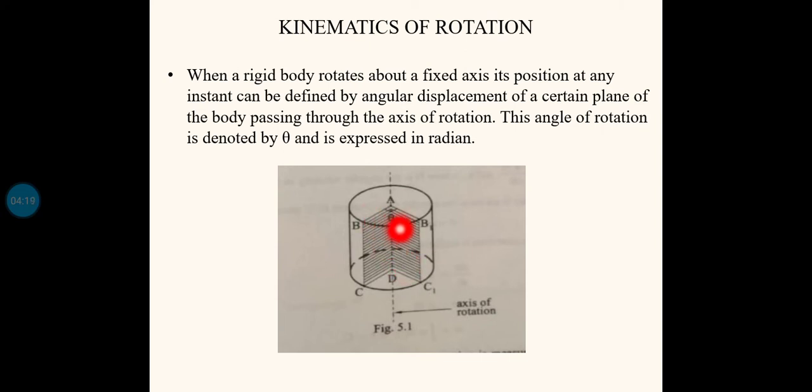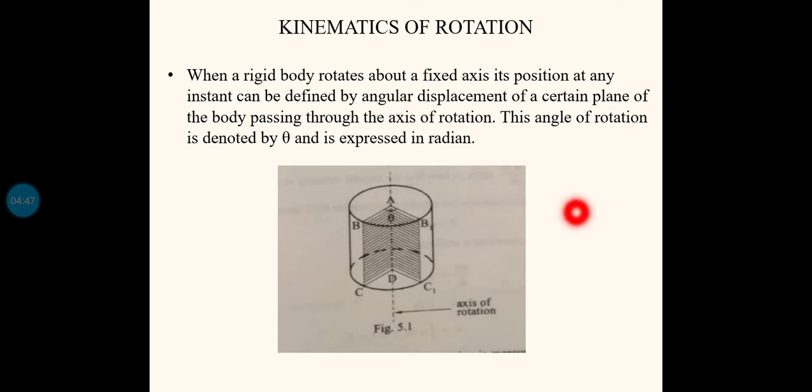So actually it is covering a radial distance, and the displacement in this case of rotation is marked by this angle theta. So theta is the displacement of the particle during the rotation. This angle of rotation is denoted by theta and is expressed in radians. One thing you have to remember is the unit of this angular displacement is always radian, not degree. That you have to keep in mind while doing the problems.